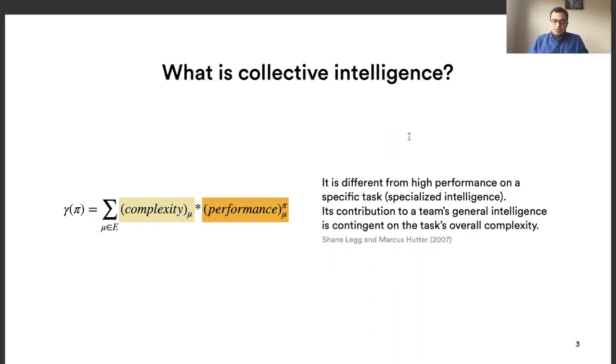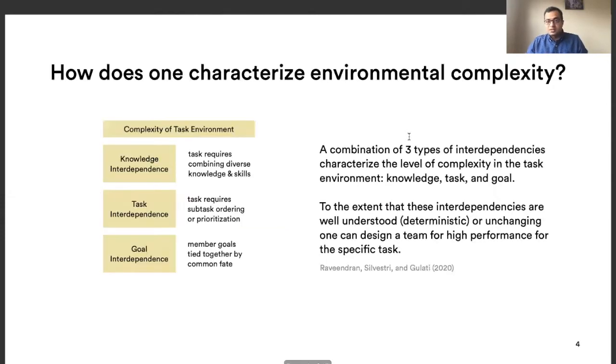One way to think about it is that the contribution of performance at a specific task is proportional to the complexity of the task itself. So to understand collective intelligence, we'll need to understand what task complexity is. So how does one characterize task complexity?